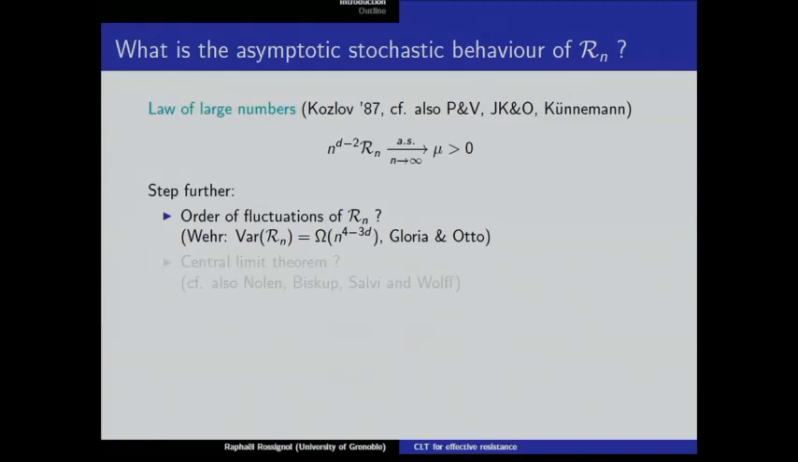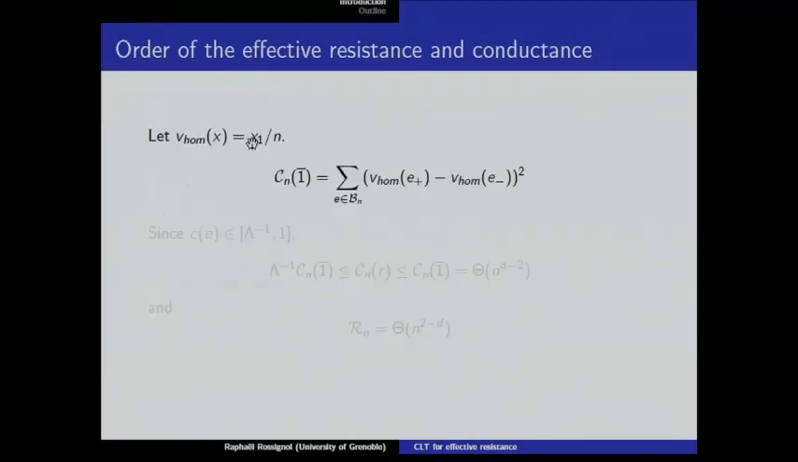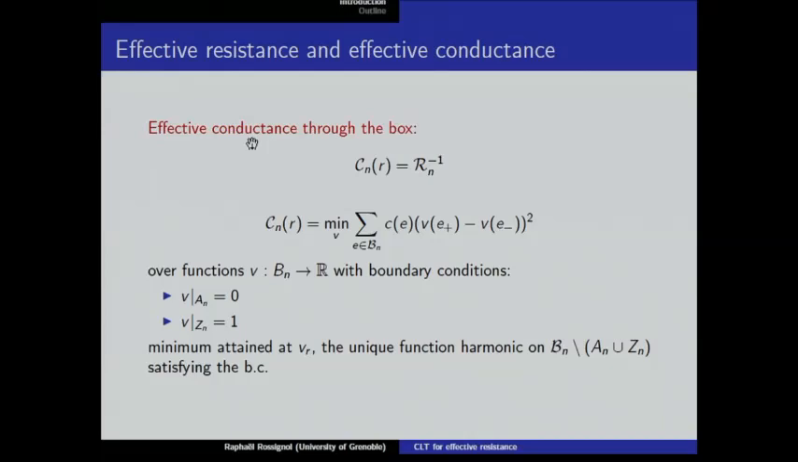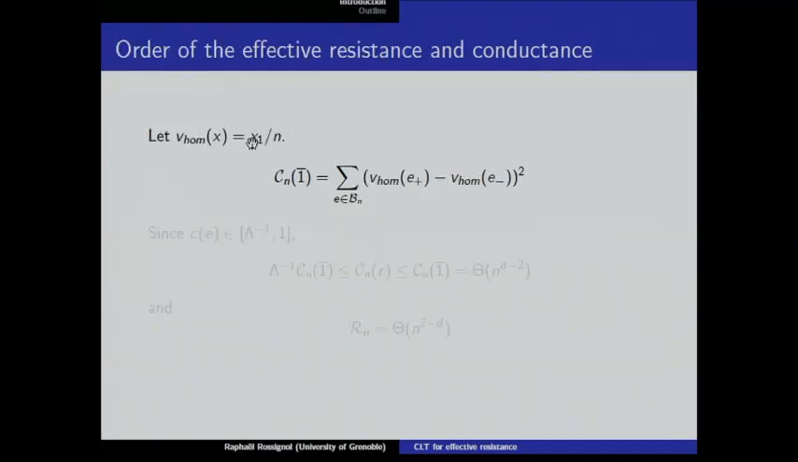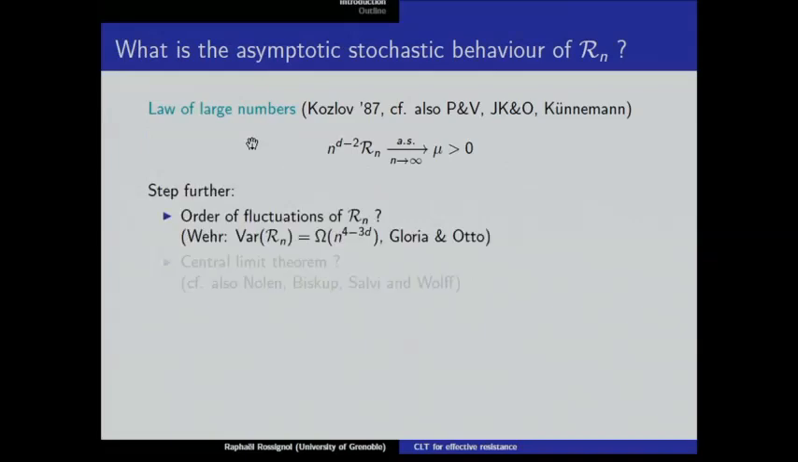So it says that the variance is at least of the order of n to the 4 minus 3d. And just to understand, this lower bound is the one that you would obtain if you supposed that this effective conductance was only a sum of IID conductances. Then the variance would translate on the effective resistance as n to the 4 minus 3d.